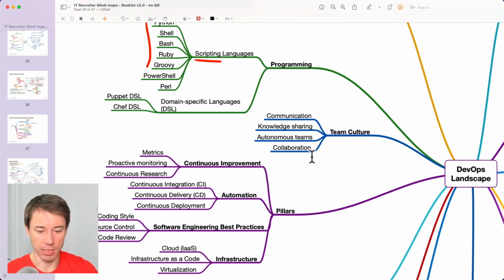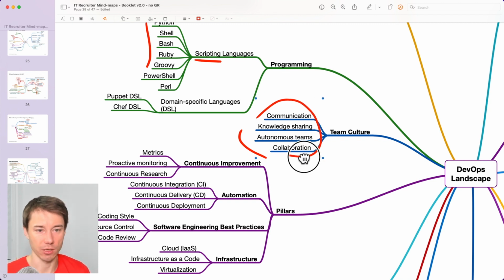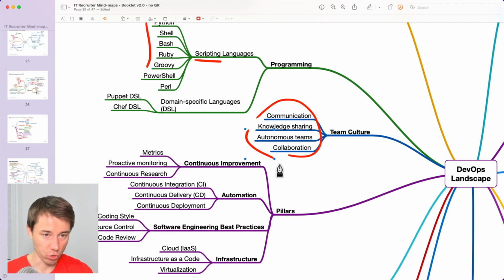DevOps is also based on best practices and also some tools that developers often use, but DevOps also represents a team culture. A team culture that is based on communication, knowledge sharing, autonomous teams, collaboration. So this is how DevOps teams are supposed to work. They are supposed to collaborate and communicate. Without DevOps, there are usually silos between developers and operations. But with DevOps, there should be no silos.